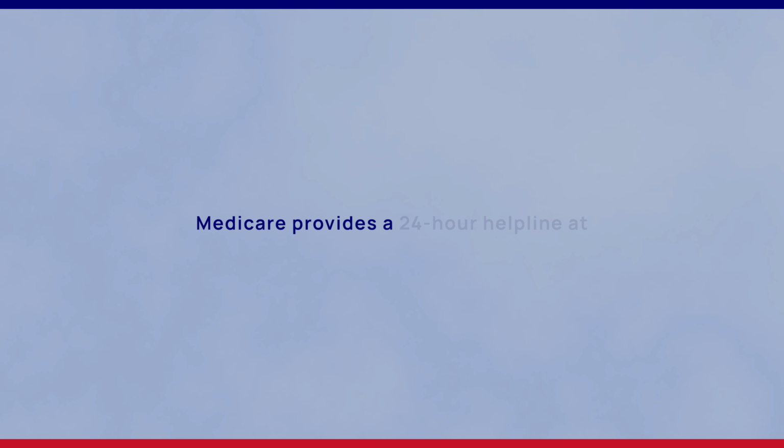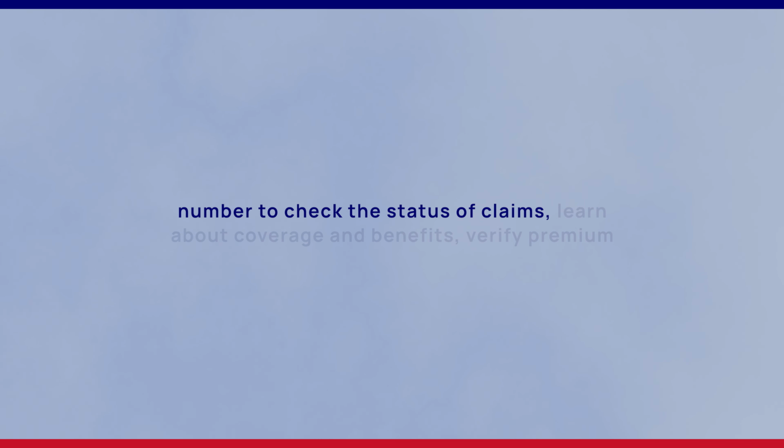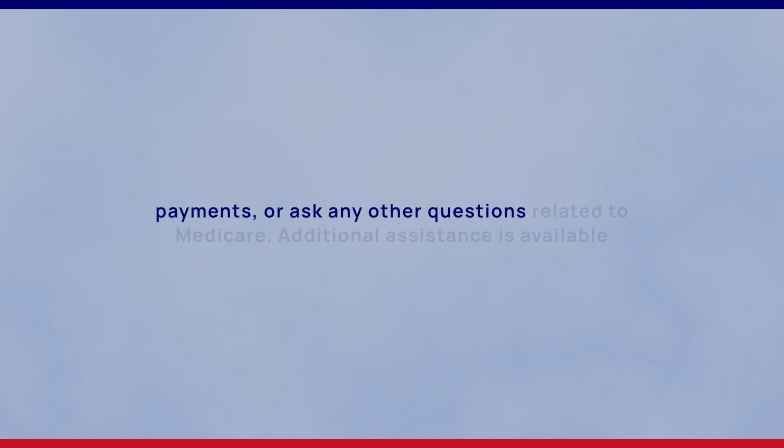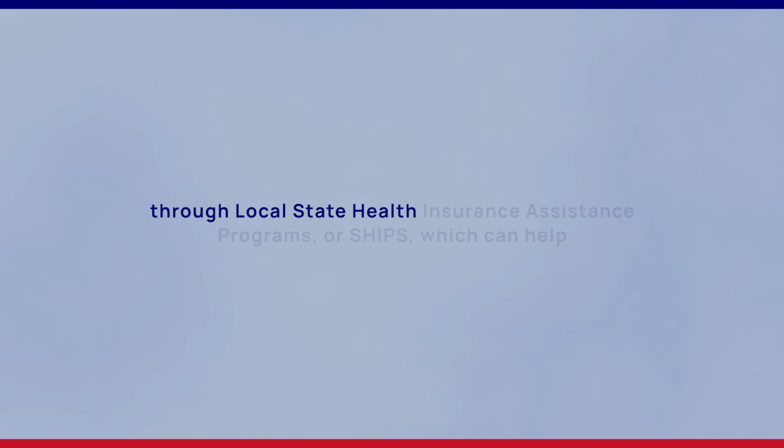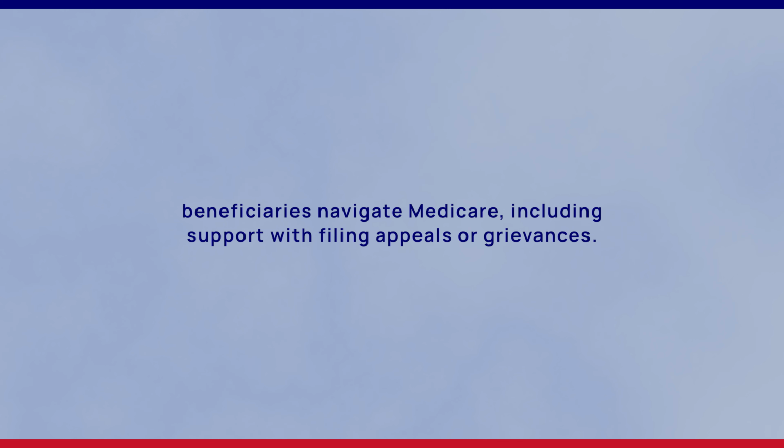Medicare provides a 24-hour helpline at 1-800-MEDICARE. TTY users can call 1-877-486-2048. Beneficiaries can use this number to check the status of claims, learn about coverage and benefits, verify premium payments, or ask any other questions related to Medicare. Additional assistance is available through local State Health Insurance Assistance Programs, or SHIPs, which can help beneficiaries navigate Medicare, including support with filing appeals or grievances.